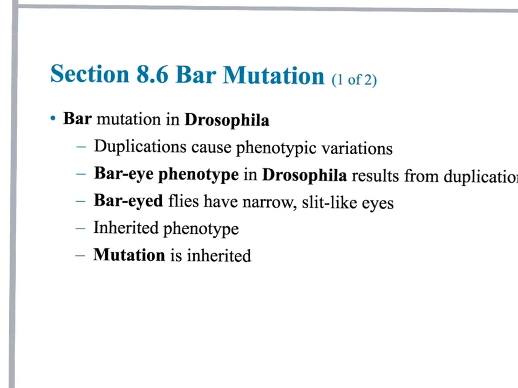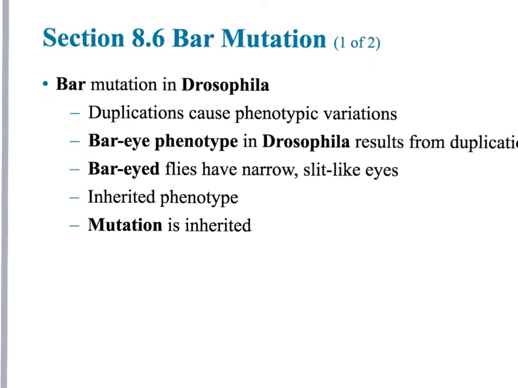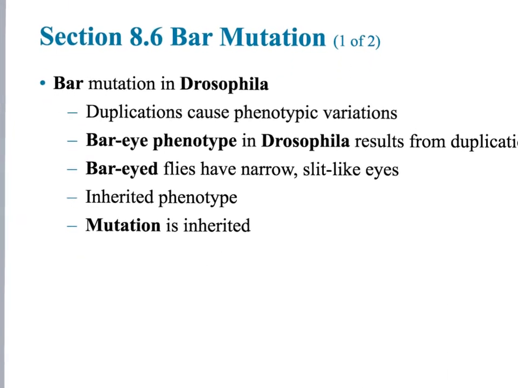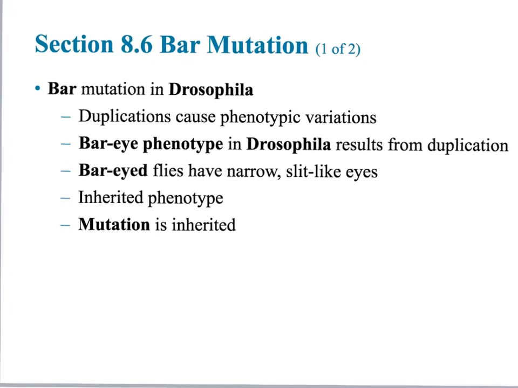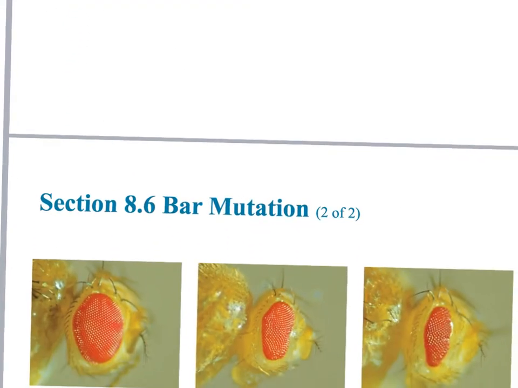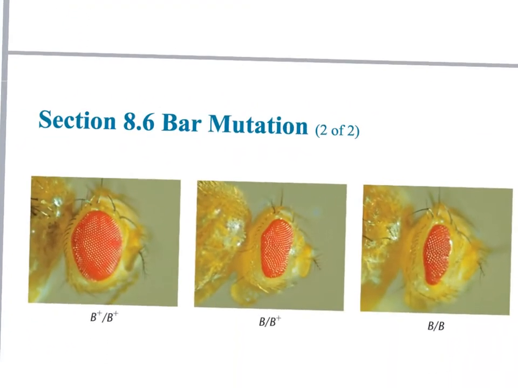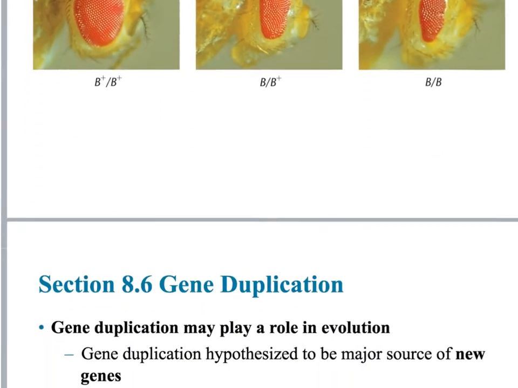Then the Bar mutation is in the fruit fly, where duplications cause phenotypic variation. The bar-eyed phenotype in the fruit fly results from a duplication, and they have narrow, slit-like eyes. It's an inherited phenotype, so the mutation itself is passed along. So that's what that looks like.